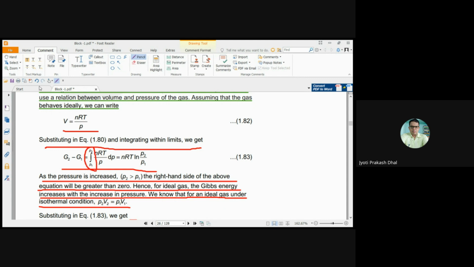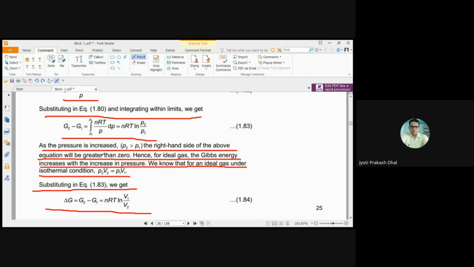So putting the limiting values from P1 to P2, we can write G2 minus G1 equals nRT ln P2 by P1. So this is equation 1.83.